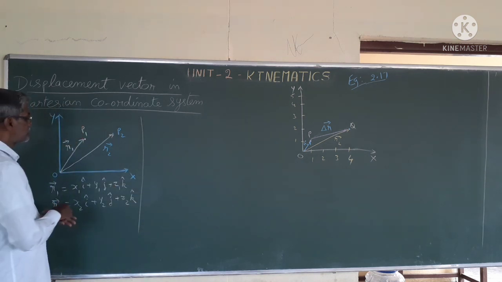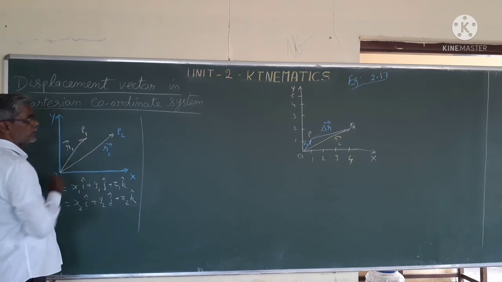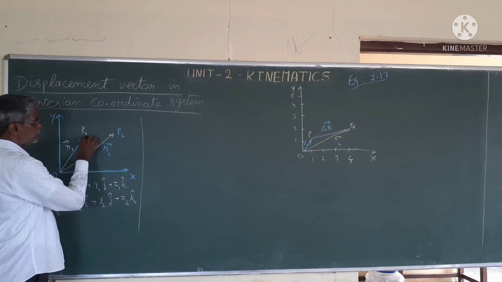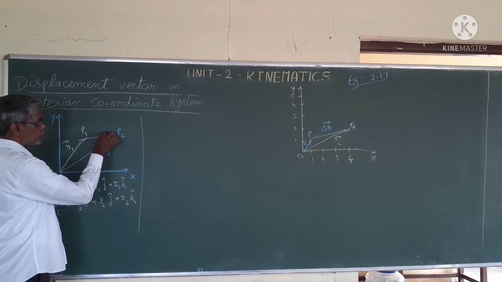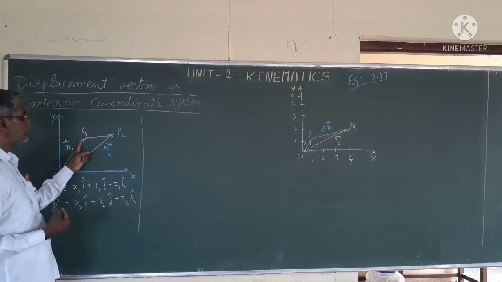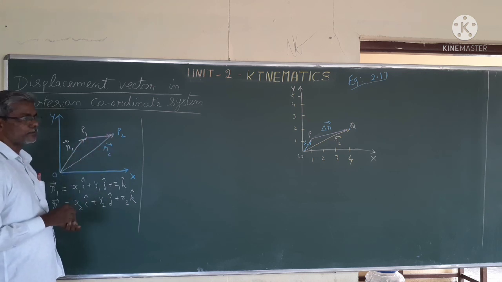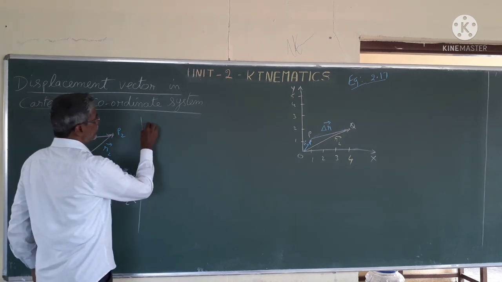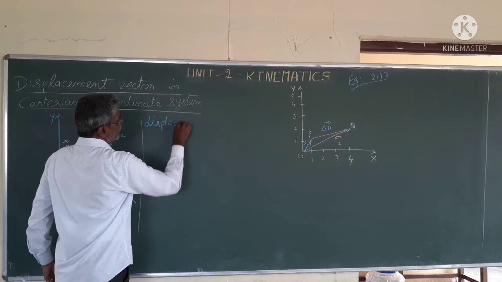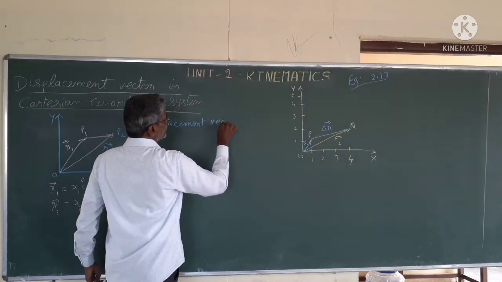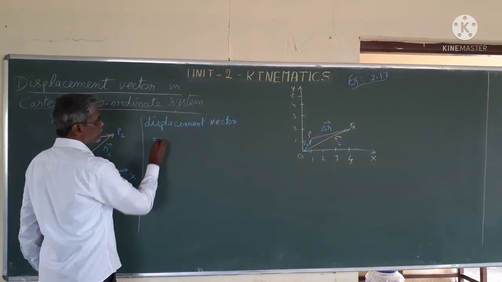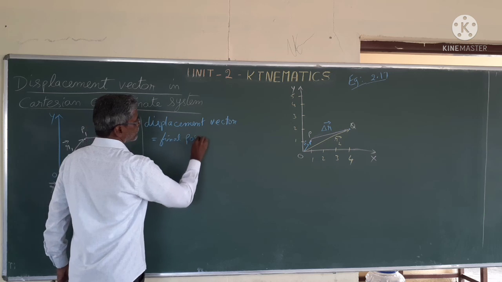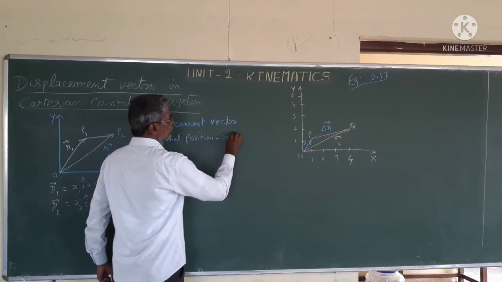Now, let us consider a particle is at P1. Now, this particle has moved from P1 to P2, or the particle has been displaced from P1 to P2 in the direction of P1 to P2. Now, what will be the displacement vector? We know that displacement vector is equal to final position minus initial position.